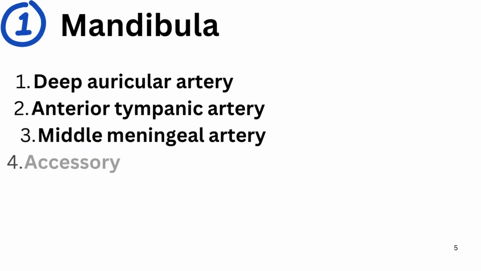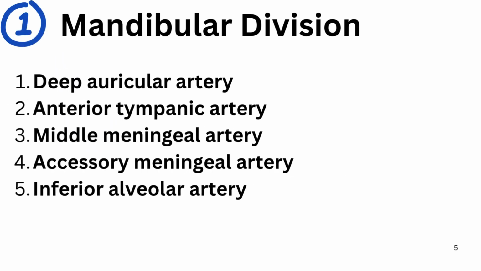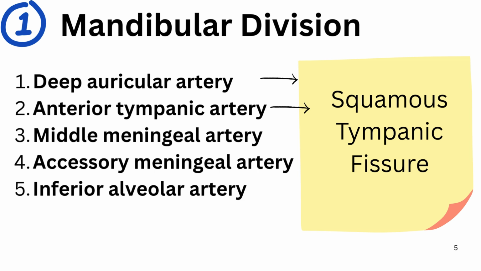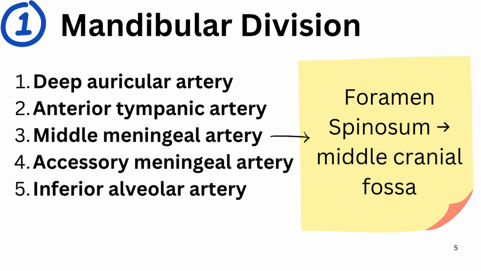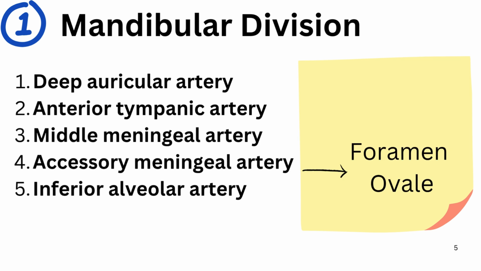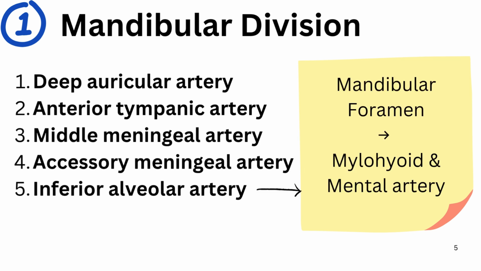This part has 5 branches: the deep auricular artery and anterior tympanic artery, which enters the squamotympanic fissure. The middle meningeal artery that runs between the tensor veli palatini muscle and lateral pterygoid muscle to enter the foramen spinosum into the middle cranial cavity. The accessory meningeal artery that enters the foramen ovale. Lastly, the inferior alveolar artery that enters the mandibular foramen and gives rise to the mylohyoid artery and mental artery.